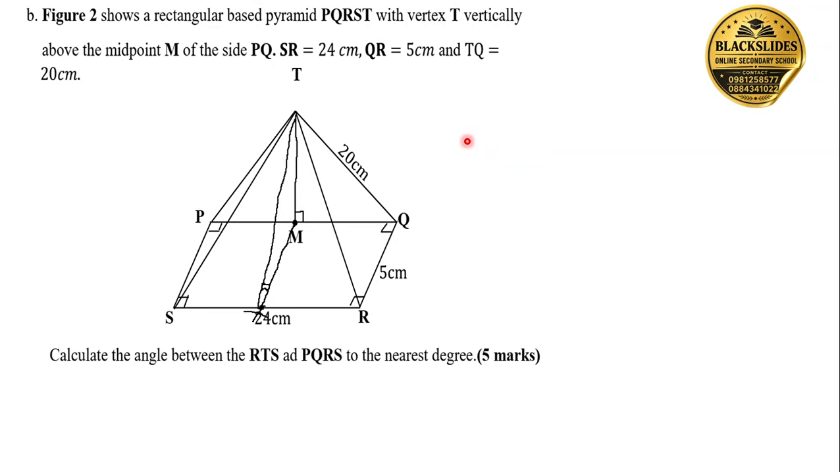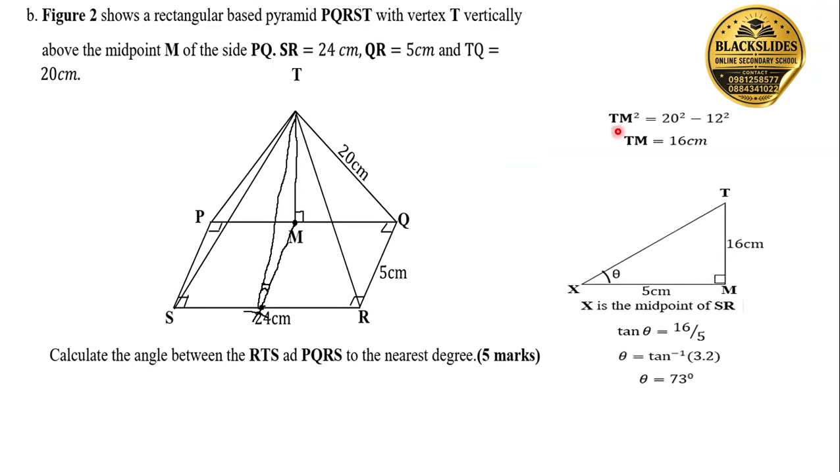So, using Pythagoras, TM squared is equal to this side, which is 20 centimeters squared, minus this side, which is half of 24. How do we know it's half? This is the midpoint of PQ, as we are told here. So 12 squared. Subtract and take the square root. We shall find TM as 16.